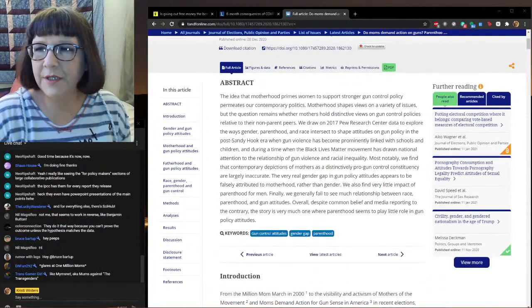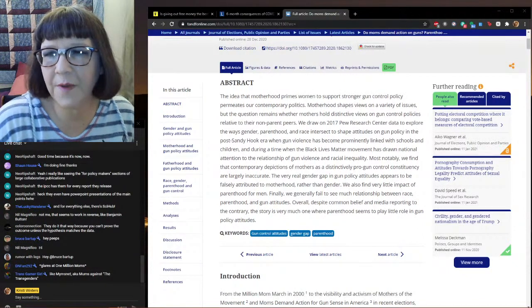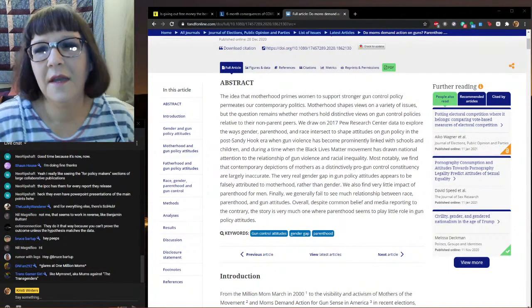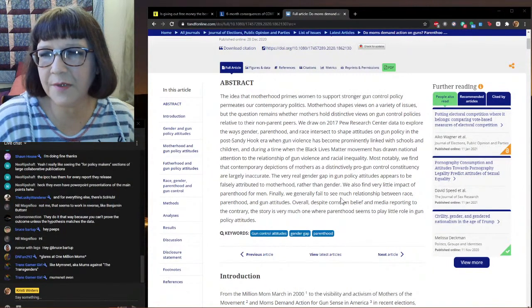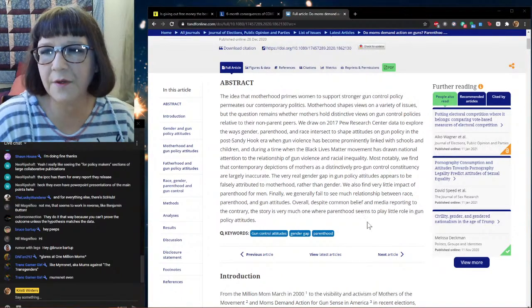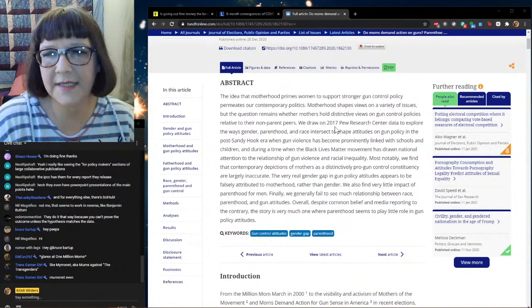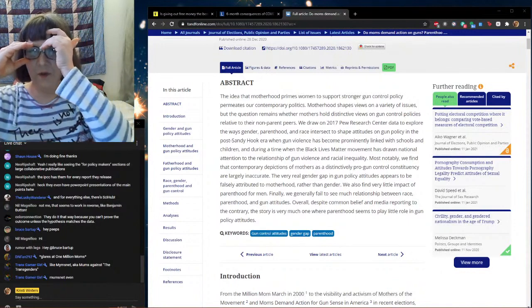What is my question? The question remains whether mothers hold distinctive views on gun control policies relative to their non-parent peers. That is my question. What is my answer? Down here: generally, we fail to see much relationship between race, parenthood, and gun attitudes. Overall, despite common beliefs and media reporting, the story is very much where parenthood seems to play little role. Why should you believe me? Well, they're drawing on 2017 Pew Research Center data to explore this evidence. And why should you care?